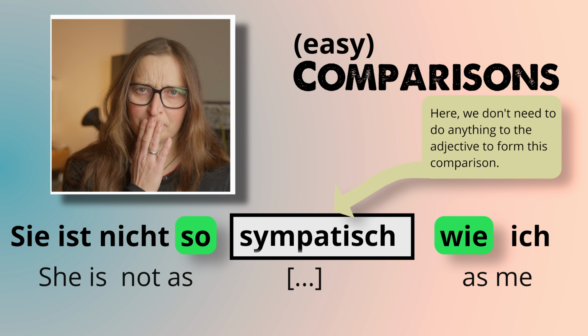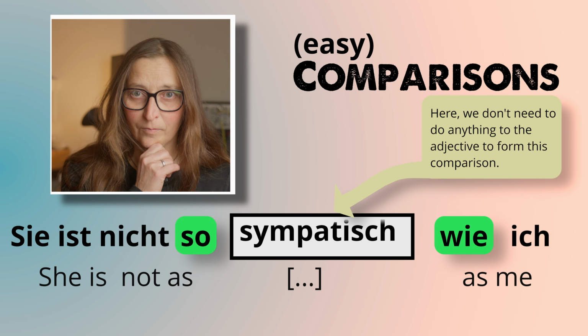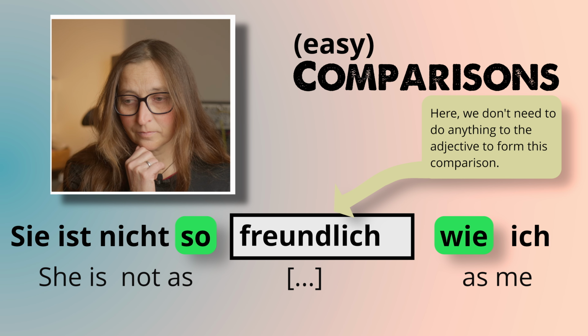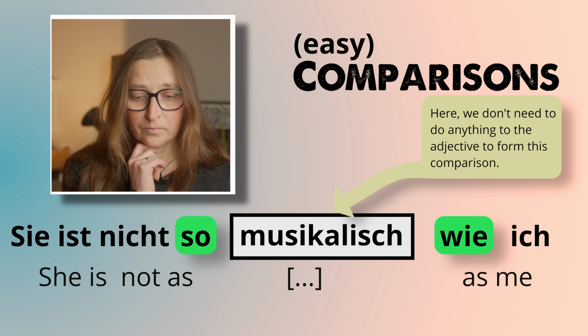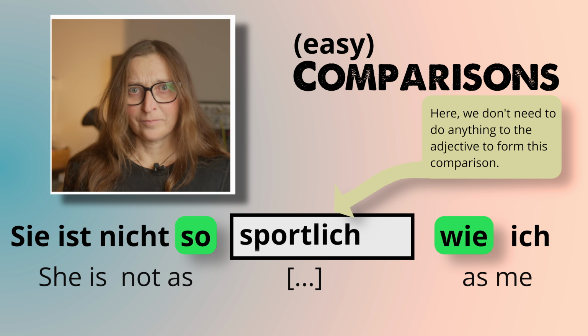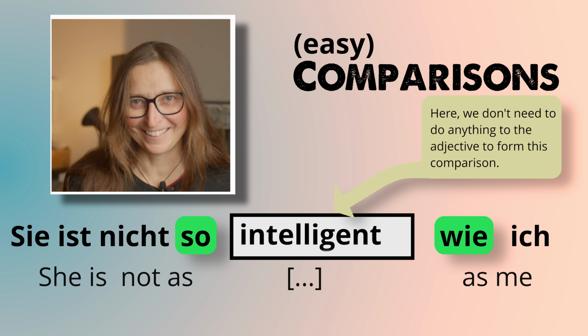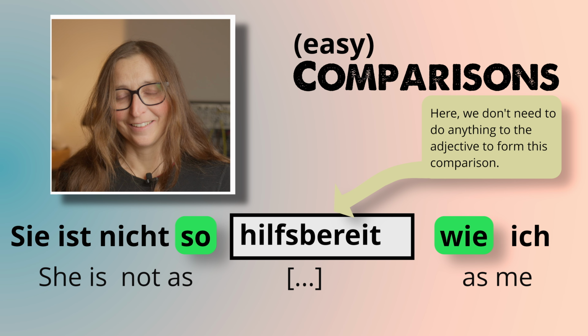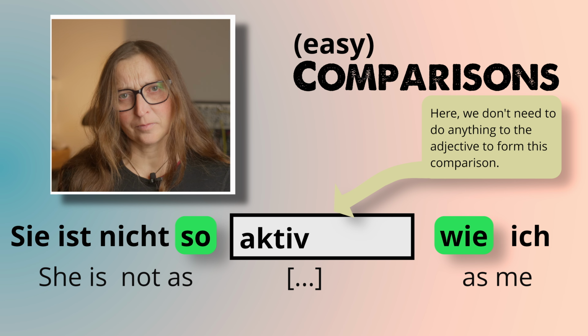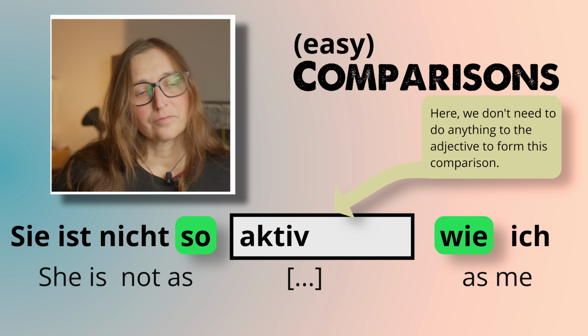If I compare myself to, let's say, Christina, then I could come up with these examples, although of course Christina I don't think would necessarily agree. Sie ist nicht so sympathisch wie ich. Sie ist nicht so freundlich wie ich. Sie ist nicht so musikalisch wie ich. Sie ist nicht so sportlich wie ich. Sie ist nicht so intelligent wie ich. Sie ist nicht so hilfsbereit wie ich. Sie ist nicht so aktiv wie ich. Sie ist nicht so fleißig wie ich.